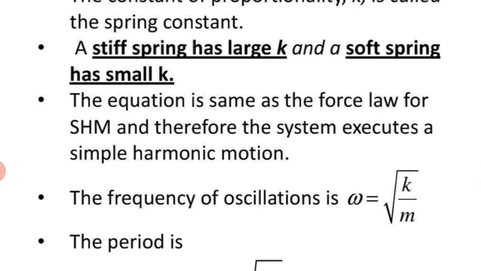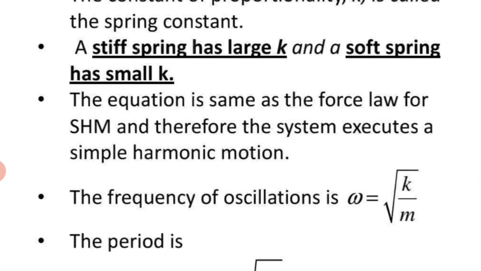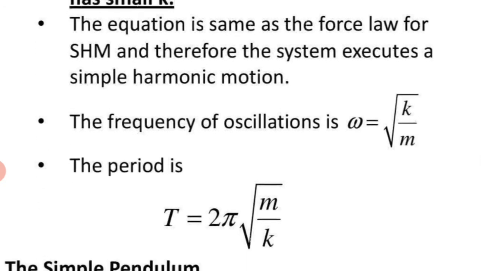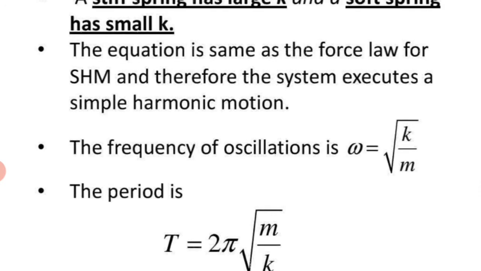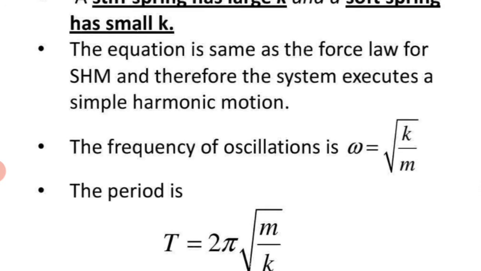Therefore, the angular frequency of oscillation is omega equal to root k by m, and time period T equal to 2 pi into root m by k. So the expression for time period of a horizontally mounted spring is 2 pi into root m by k.